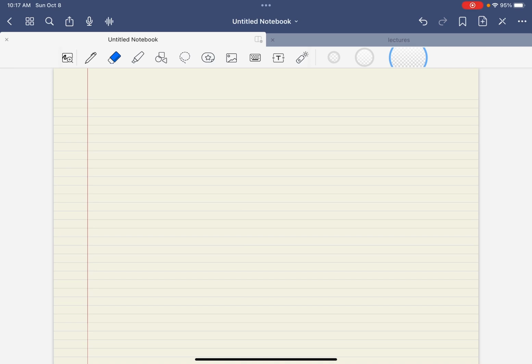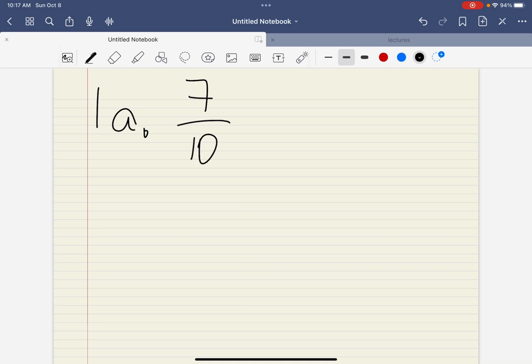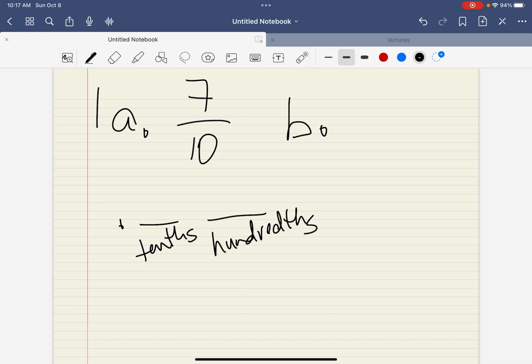So the first one says write 7/10 as a fraction and as a decimal. Well, we do exactly what it says. 7/10 is 7 over 10. And we know that as a decimal, the first place after the decimal is the tenths, and then the hundredths, and they all end with a th, and then the thousandths, and then the 10,000ths, and so on and so on. So 7/10 will be 0.7.